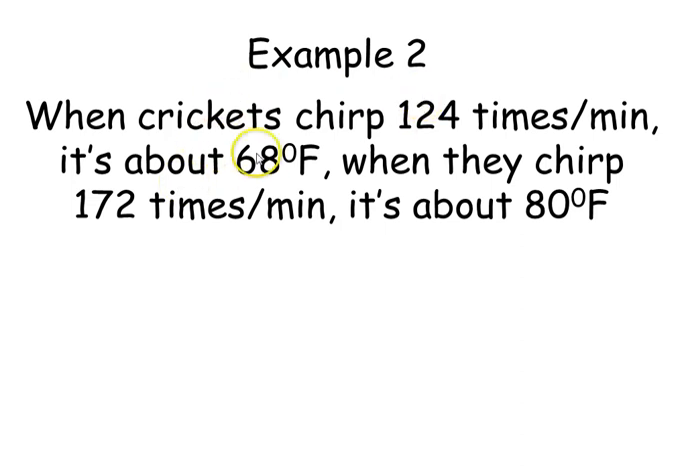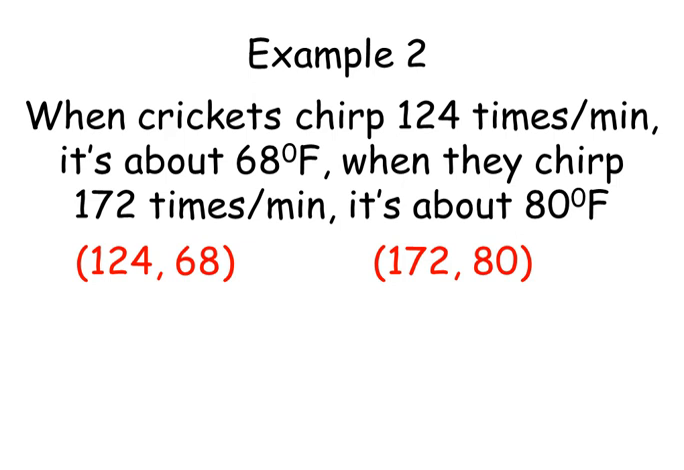So really what we have here is 2 points. And if we have 2 points, we can find the slope. One of the points that we're given is (124, 68), because when a cricket chirps 124 times, it's 68 degrees. Another point that we're given is (172, 80), because when a cricket chirps 172 times, it's about 80 degrees. With these 2 points, we can find the slope of the line that contains them.